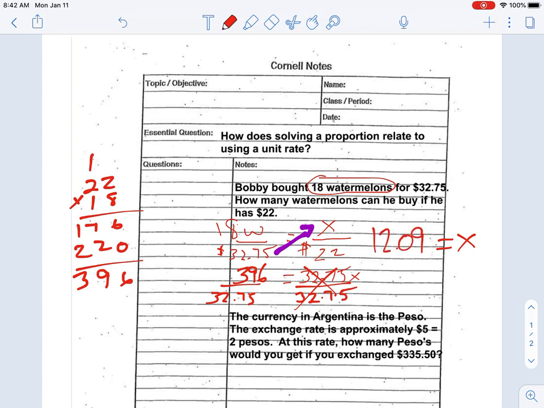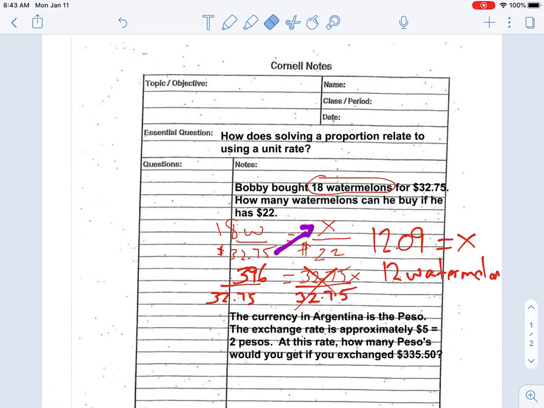So it was 12.09. Now, I can't buy a portion of a watermelon. So 12.09 doesn't make sense. So I can't buy a part of a watermelon more than 12. So all I can do is buy 12 watermelons. So I now have my answer. And I'm going to erase that work because I might need that space here in a second.